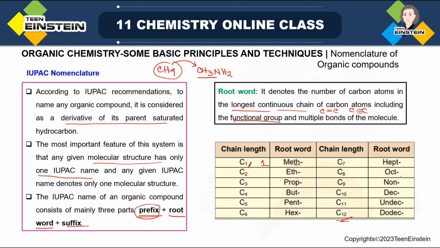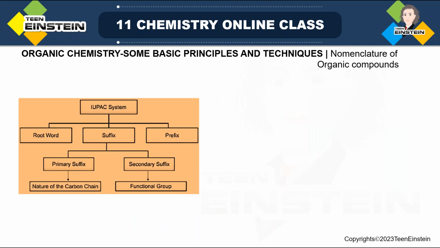Next, we have to know suffix. So this IUPAC name, as we have seen, has a total of 3 parts. Basically, it is prefix, then root word, then suffix. Because prefix will come before the root word, and suffix will come after. Okay. Now, under suffix, there will be 1 degree suffix or 2 degree suffix, that is primary or secondary. Similarly, for prefix also, there may be 1 degree or 2 degree prefix.